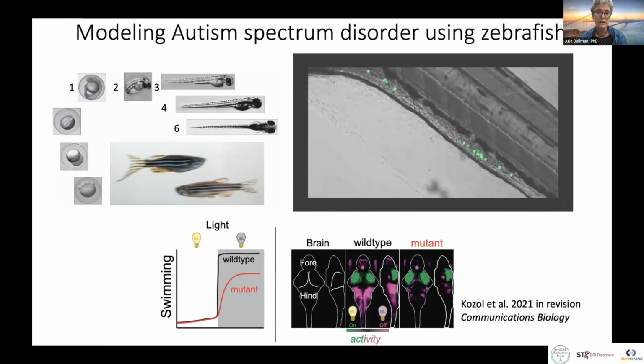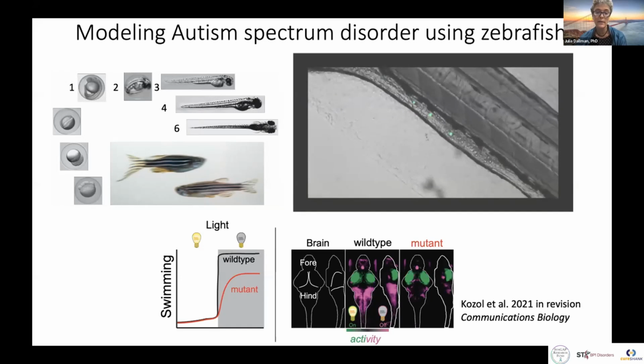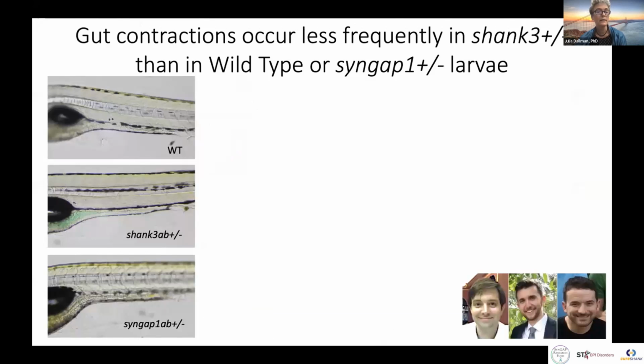In addition, we've been looking at the response of the nervous system to external stimuli like light. And as I said, we're starting to think about this sensory motor integration, both at levels of gut and brain. Okay, so what have we found?